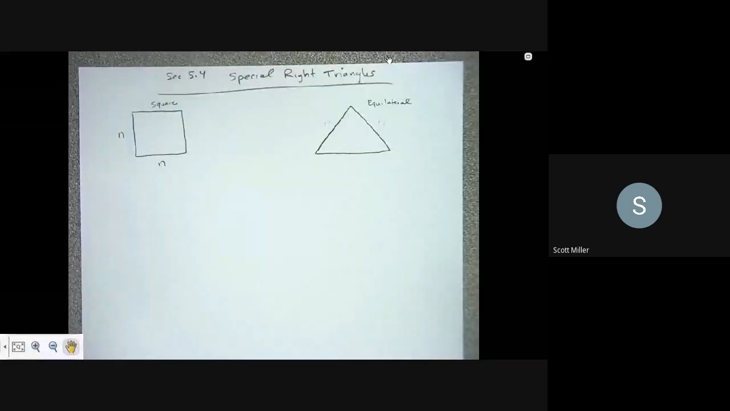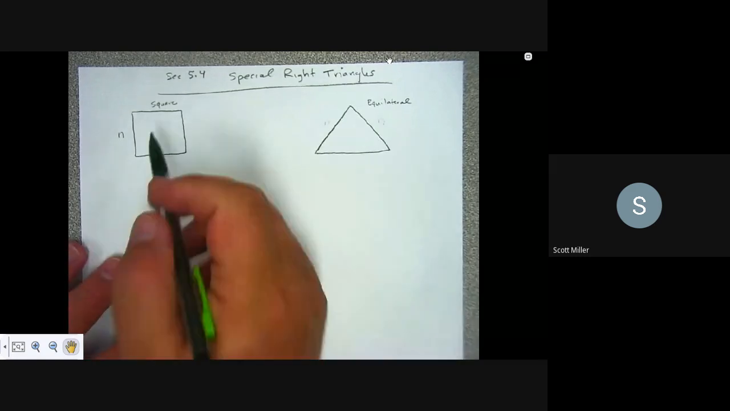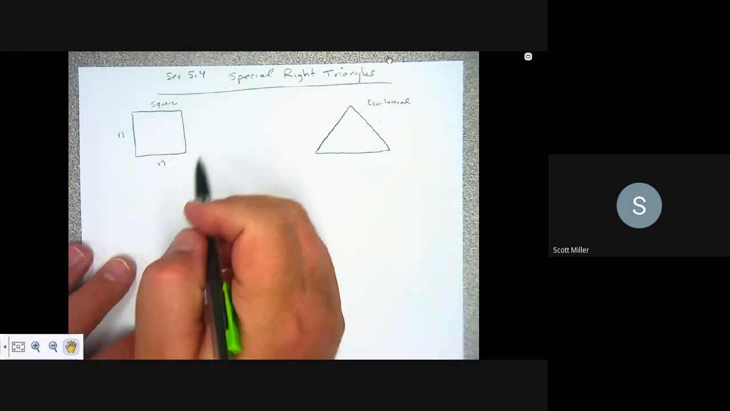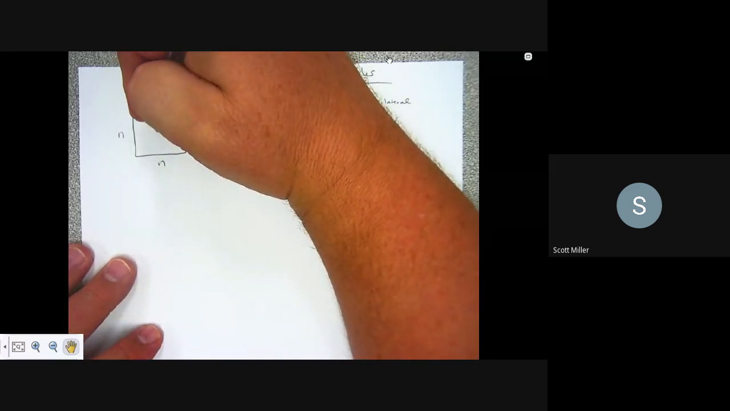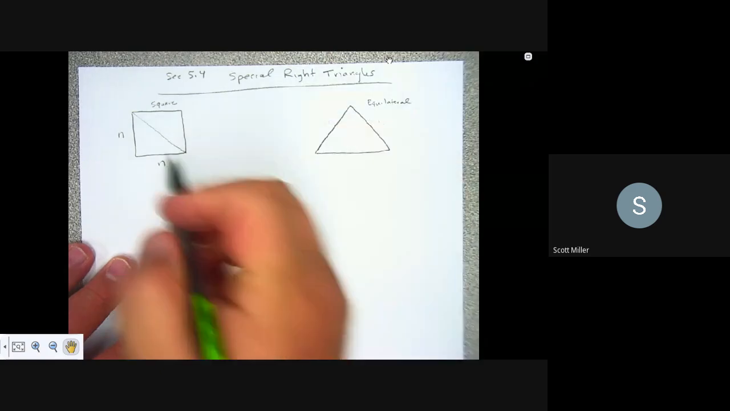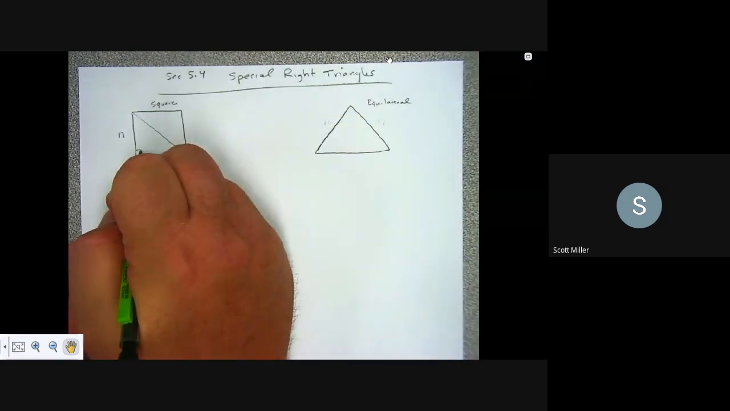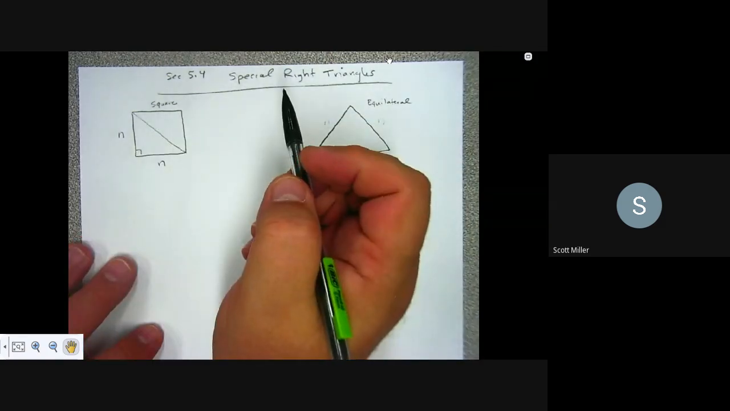Okay, today we're going to look at some special right triangles. We're going to start off with looking at a square. And if I take a square and draw the diagonal, then what I'm going to get here, a square, remember, it has 4 right angles at 90 degrees.